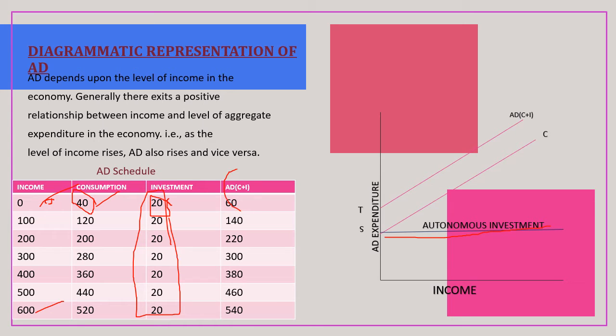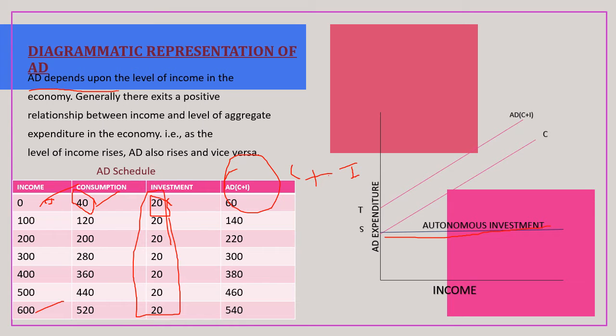Next, aggregate demand is equal to, what is the formula for a two sector economy? Aggregate demand equals consumption plus investment, right? So you should add the consumption and investment, and you will get the aggregate demand. Now come to the explanation.